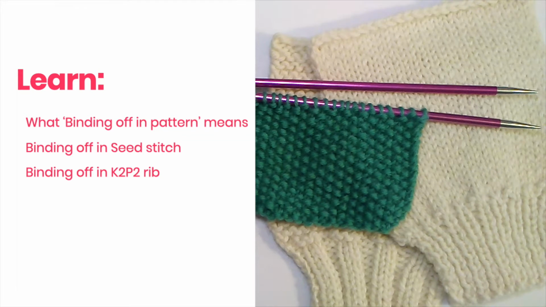Today we're talking about binding off in pattern. We'll find out what that means and how to bind off in seed stitch and a special bind off for knit 2 purl 2 rib that gives it a little bit more stretch. If you want to jump to a specific topic, check out the timestamp links in the video description box down below.